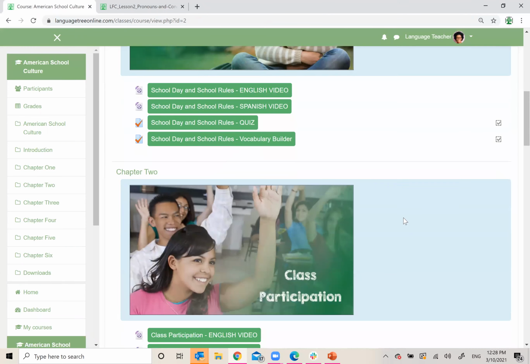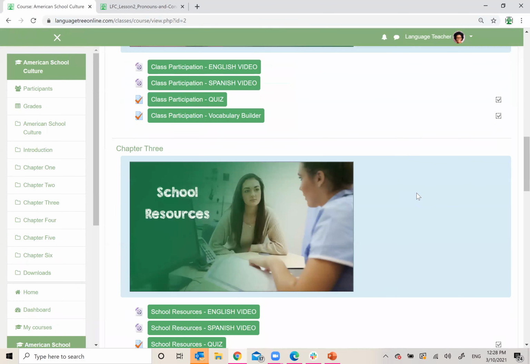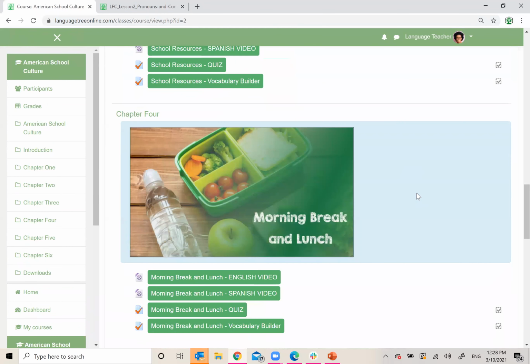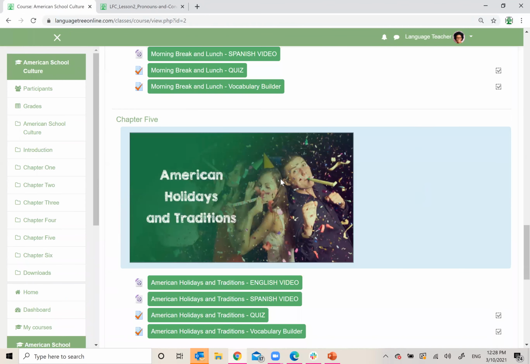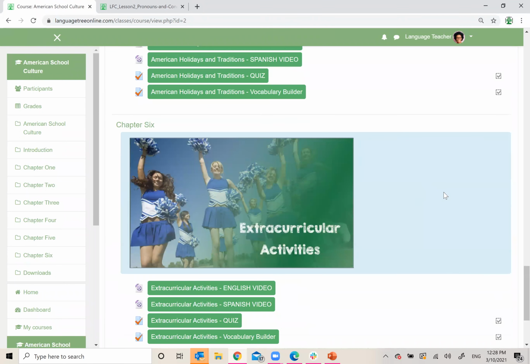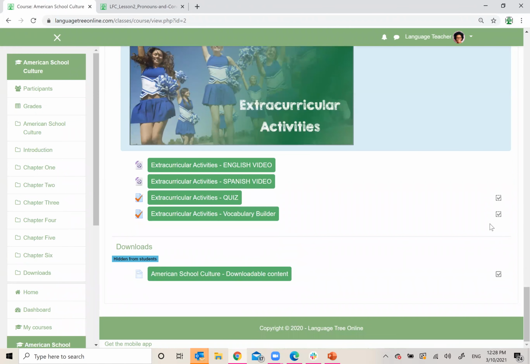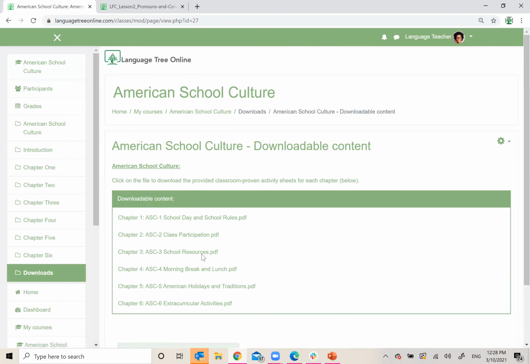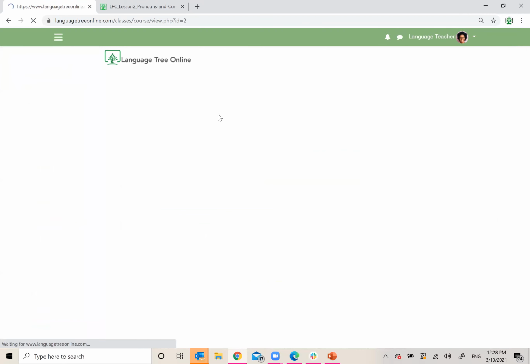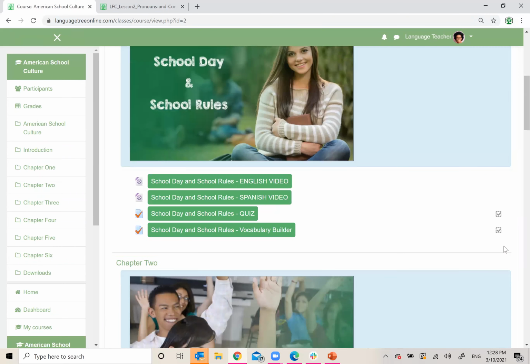Again, it's just scaffolded vocabulary to help them increase their vocabulary. So you can see chapter 2 is class participation, school resources, morning break and lunch, our holidays and traditions, and lastly, extracurricular activities. And at the bottom of American School Culture, you can see here it's hidden from students, but teachers have access to the downloadables. So for every online chapter, there's downloadable activities. And I think we've got a quick minute here. I'll just show you a little bit of one so you can get a feel for what school culture is like.